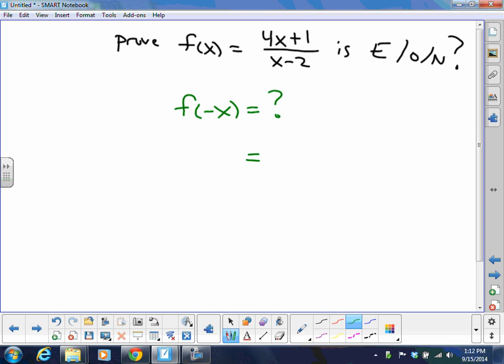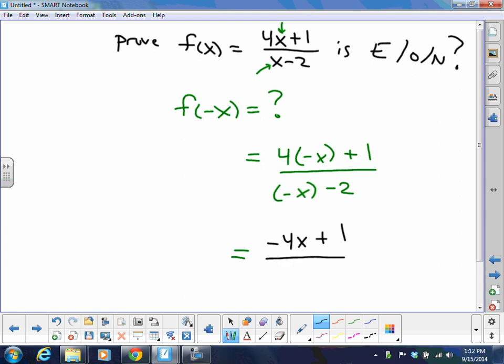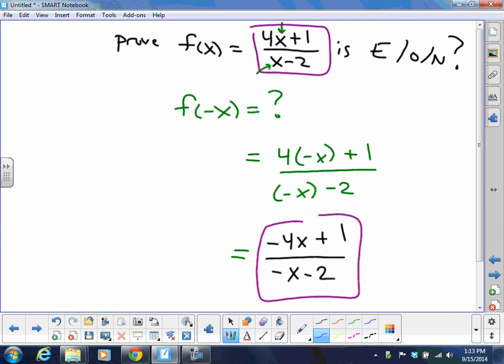So I'm going to go in and substitute negative x's in for both of those. And then you're going to do some algebra and see what happens. So the numerator is going to be negative 4x plus 1. The denominator is negative x minus 2. And you're going to ask yourself, is that exactly the same thing as what you started with? Does that equal this? Clearly it does not. So it's not even.